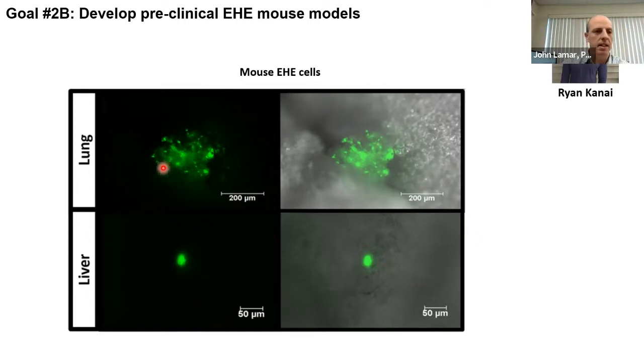And indeed, we did see that the EHE cells were forming tumors in both the lungs and the livers of both those mice. And they're still quite small, but with time they should grow. And so we think we have a nice model system to start studying some of our candidates in mice. And so hopefully we'll have more to present on that in future meetings.